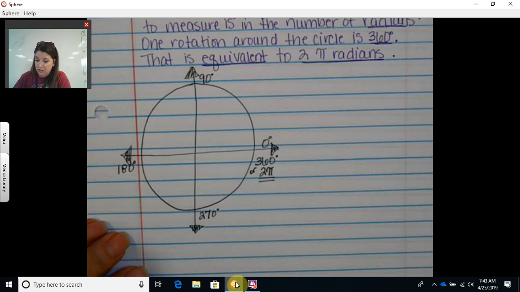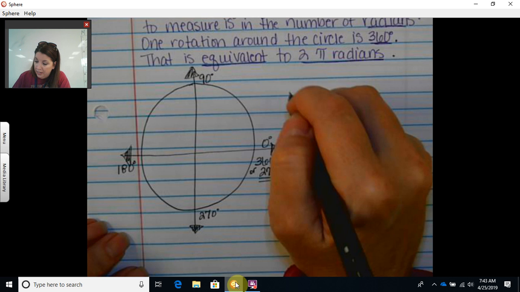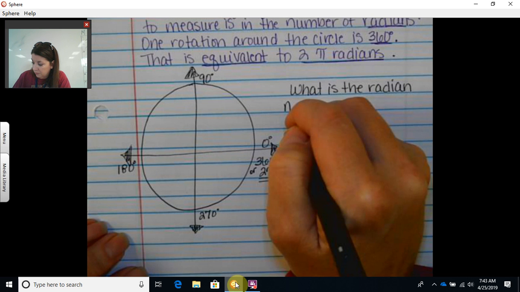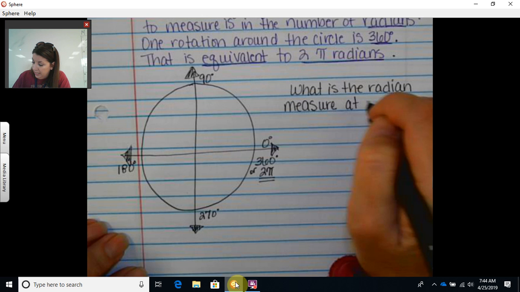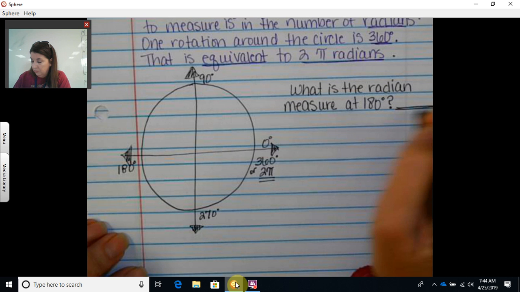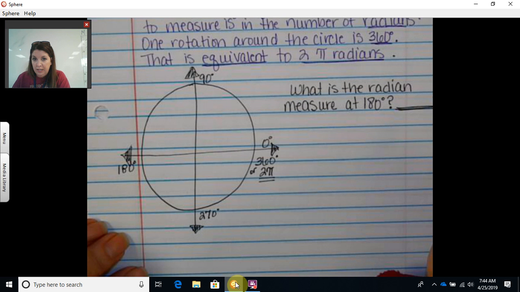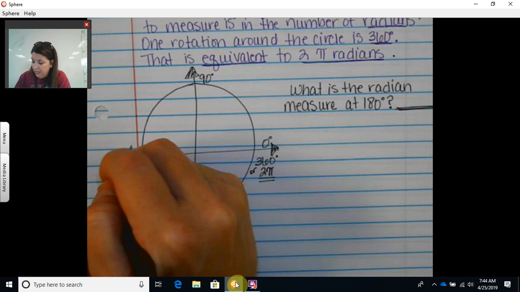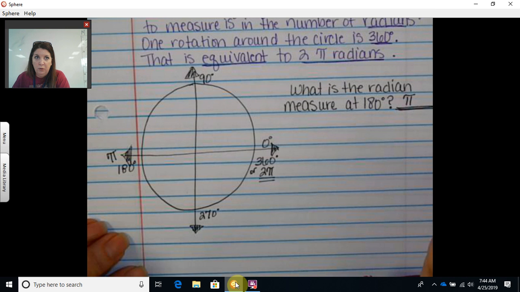So we're going to say, what is the radian measure at 180 degrees? So a complete rotation is 2 pi radians. What do you think it is for half of the rotation? Pi. Just pi, right? So half of 2 pi would be pi. So 180 degrees is pi. And again, we don't put a degree symbol with radians.